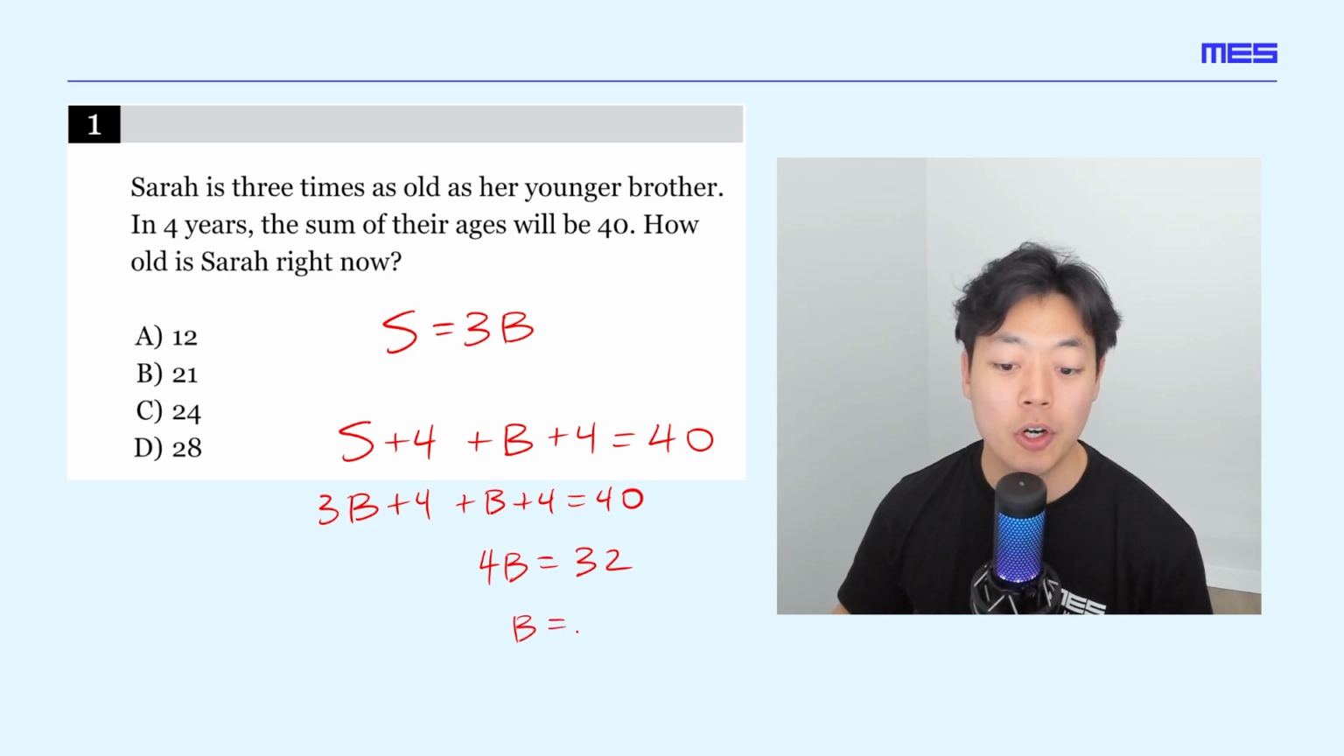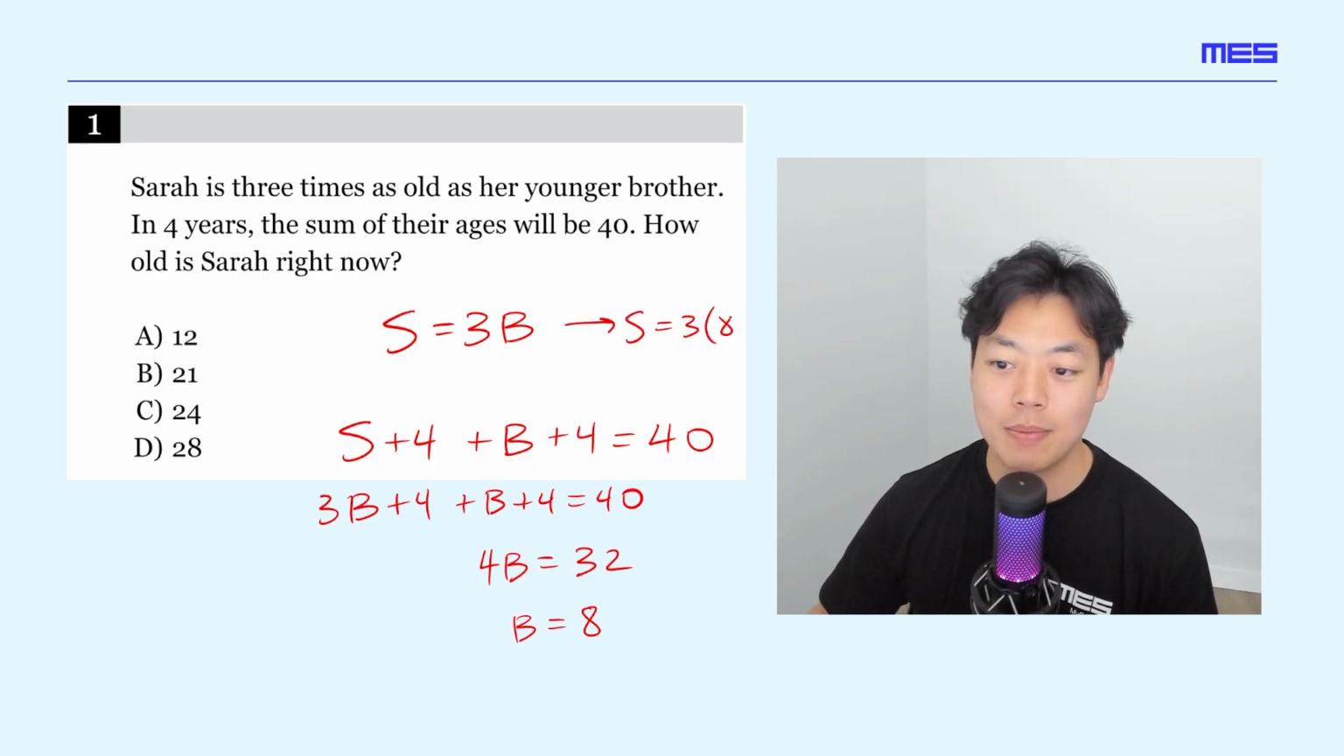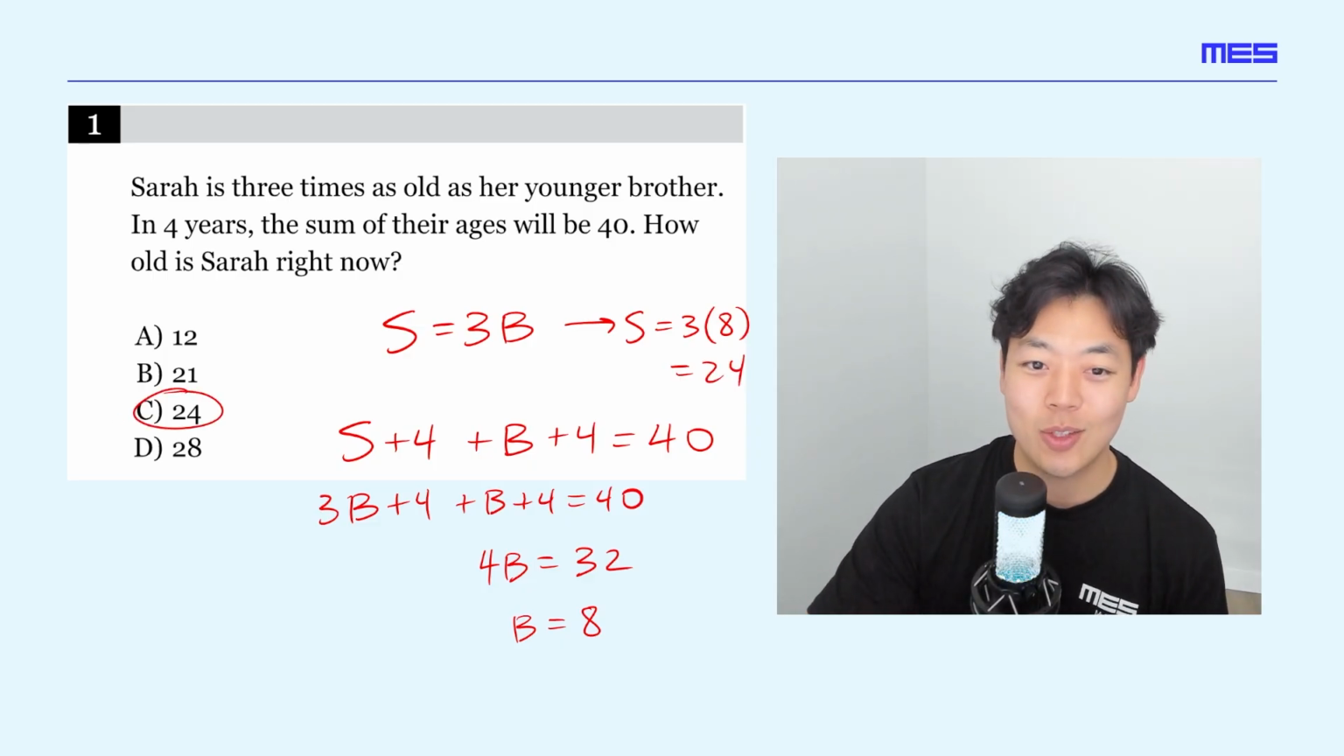So we know her brother currently is 8 years old. Now, Sarah is 3 times as old as her younger brother right now. So we get S is equal to 3 times 8, which is 24. Boom. Sarah is 24 years old.